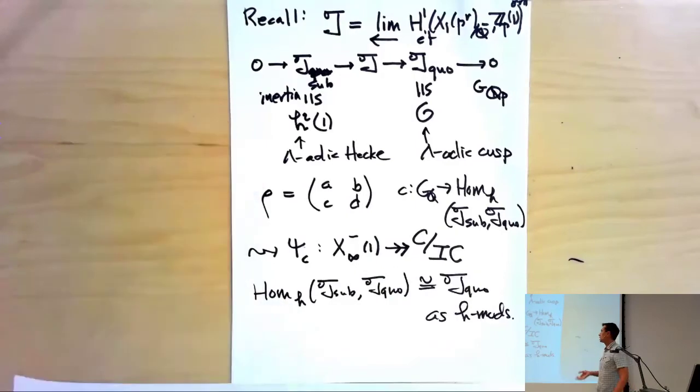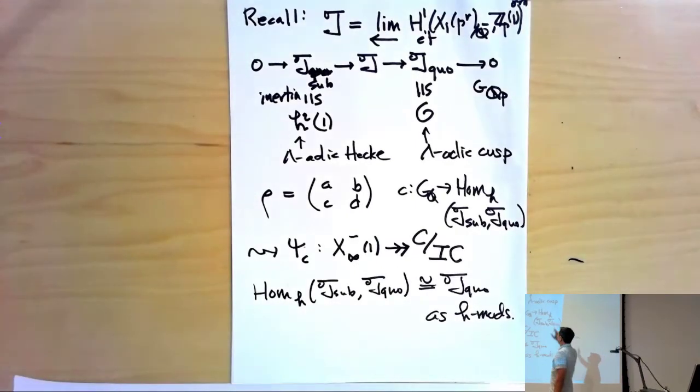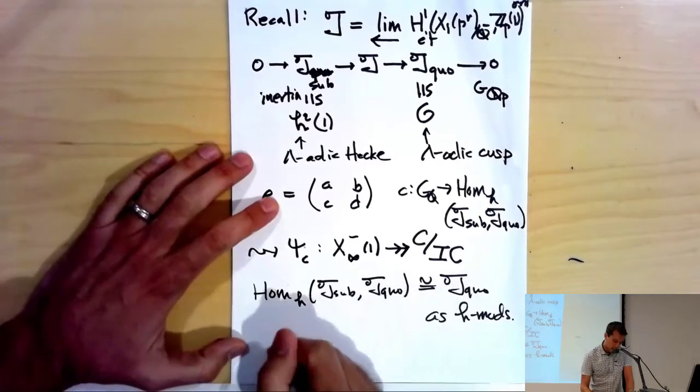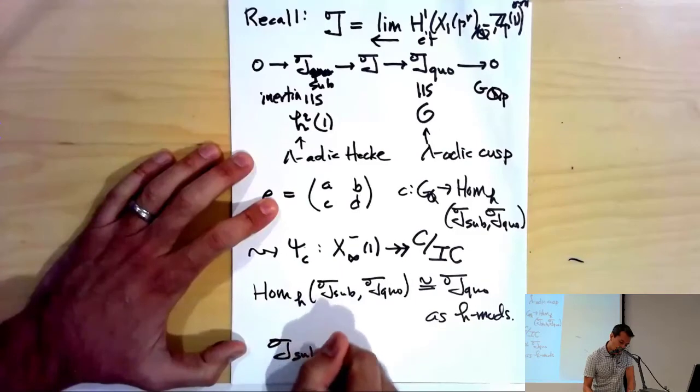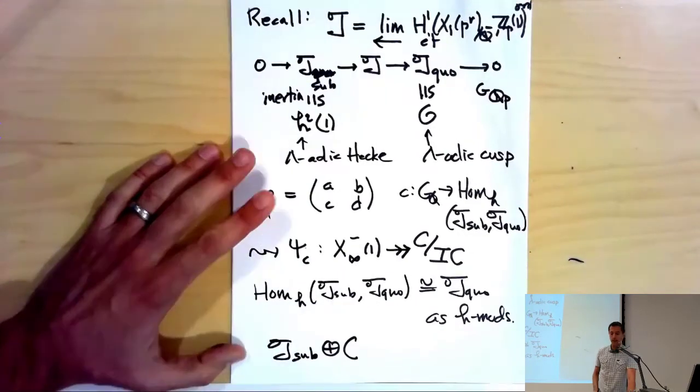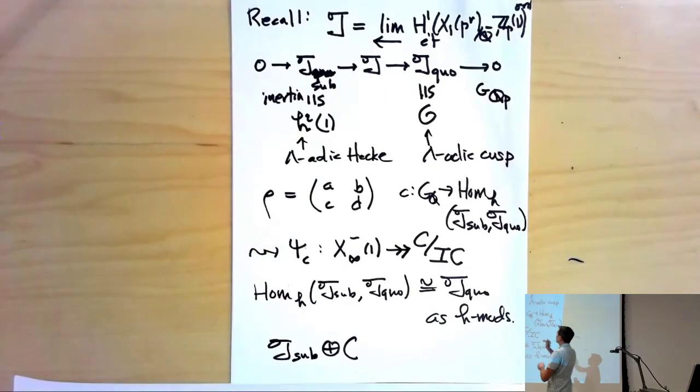And what did Ota really do? He replaced the lattice T. So I said you have a choice of lattice, and depending on your lattice, the Galois representation could look different. What's the smallest Galois stable lattice containing T sub? Well, if we think of C as inside T quo, it's really just T sub plus C. And that's the lattice he uses, not really T itself.